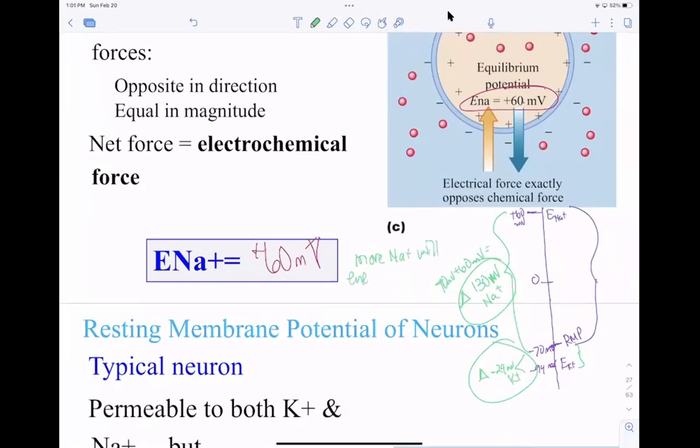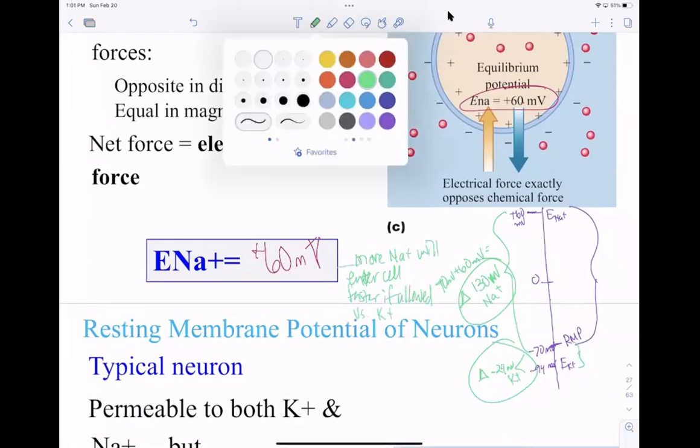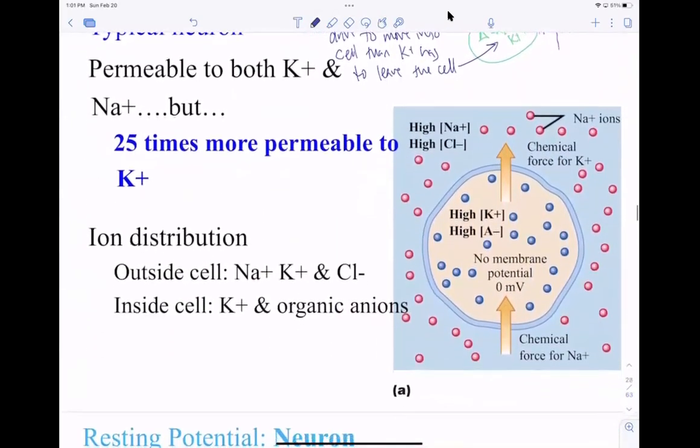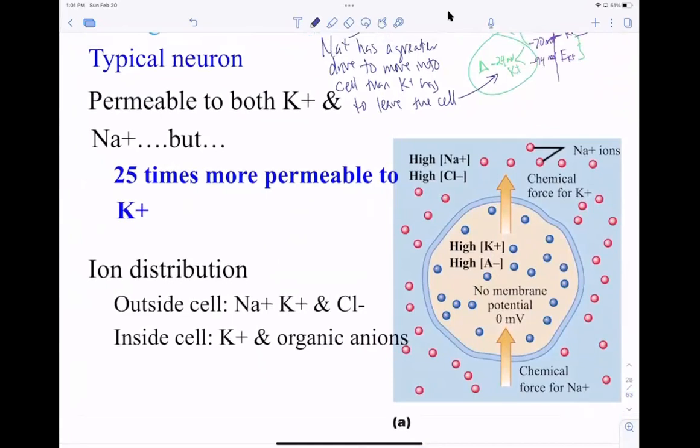And so this shows you that more sodium will enter the cell faster if allowed versus potassium. Or another way to say it is, sodium has a greater drive to move into the cell than potassium has to leave the cell. What is that based on? Smaller drive for potassium, greater drive for sodium. That is why sodium is 25 times more likely to go into the cell than leave the cell. Therefore, potassium is much more open to coming and going than sodium.